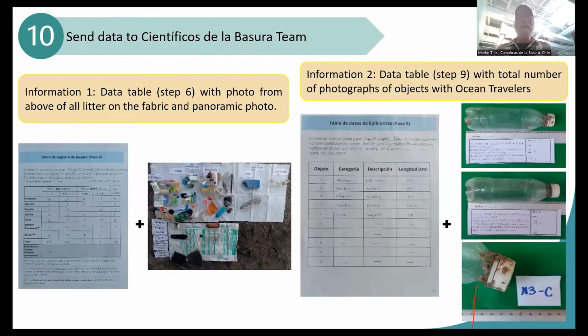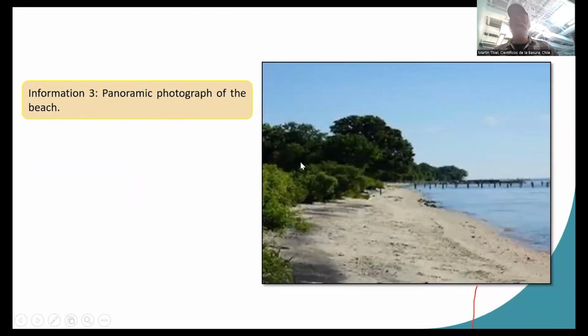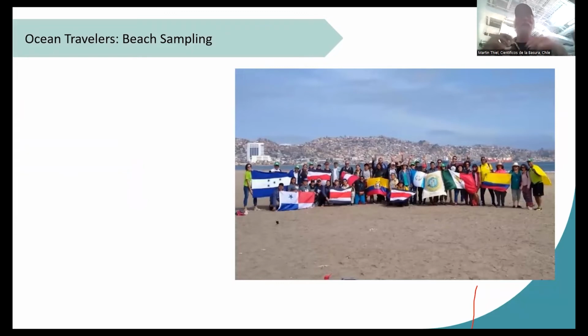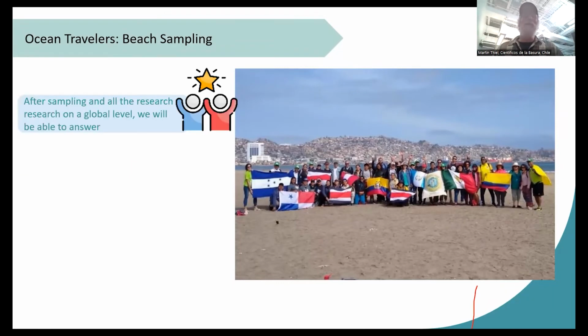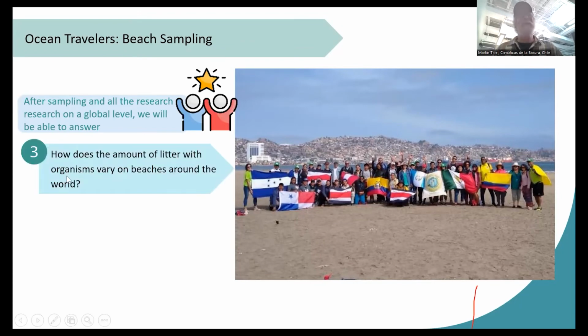And now we are almost ready. We only need to send the pictures of the data table of this sheet with all the litter to the team. This is the first question here. And then for the second question, we have also the data table with the litter objects, the litter items, and the 3 pictures for each litter item that we need to send, and also not forgetting the panoramic photograph. And since we are many people from many different countries around the world, together we can also respond to the third question: how these amounts of litter that is coming with the ocean currents is varying on the beaches around the world. And that is all the sampling there is.